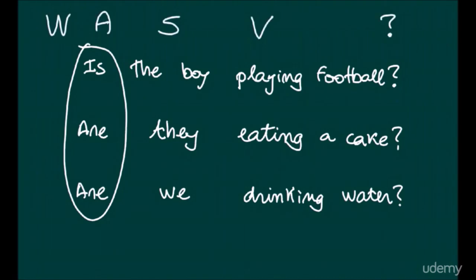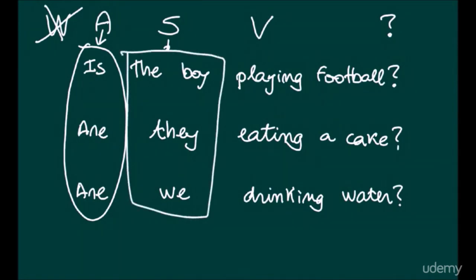Remember to use the WASV formula when you are creating a question. In this example, there isn't a W. The A is where you put the auxiliary, in this case the verb to be. The S is the subject, that is the boy, and the V is the verb that is playing.